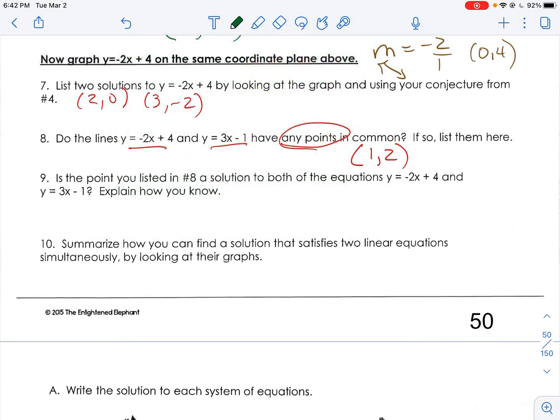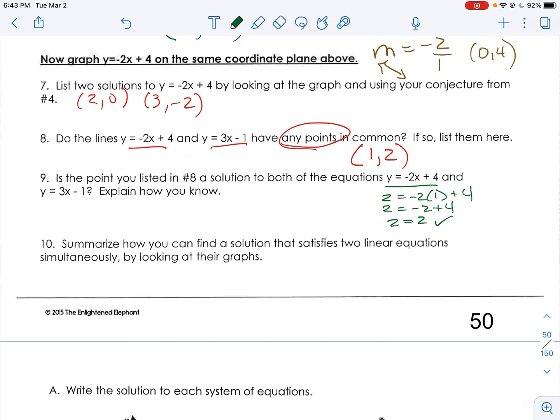I'm going to pick a different color. So we need to know if it's a solution for this one right here. So I'm going to replace the y with 2 and the x with 1. So 2 equals -2 plus 4. 2 equals 2. Yes, I explained it, or I looked at it graphically. I did it algebraically, and yes, it is.